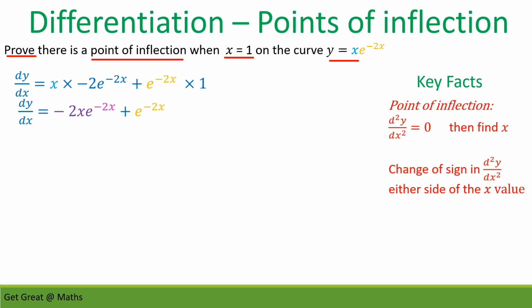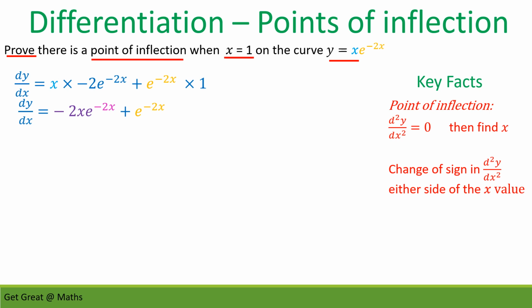Now when we're looking at finding a point of inflection, the key fact says that d2y by dx squared equals 0, so we need to differentiate again. Now I've got two terms, but the first term is still two things multiplied together, so we need to use the product rule on the first term again, and then the second term just differentiates on its own.